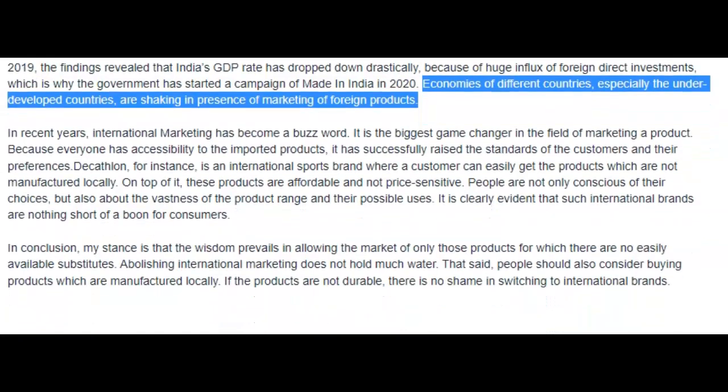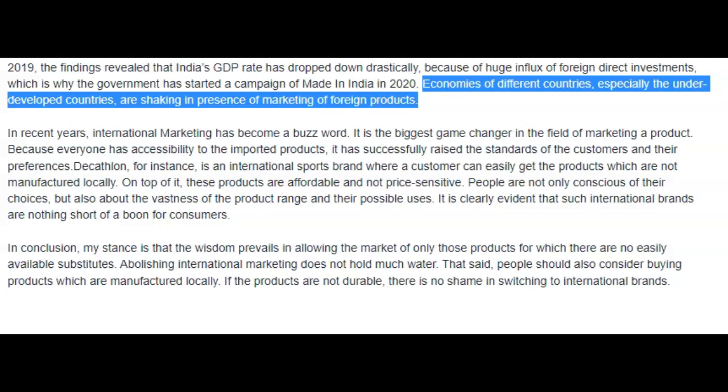In recent years, international marketing has become a buzzword. It is the biggest game changer in the field of marketing a product. Because everyone has accessibility to the imported products, it has successfully raised the standards of the customers and their preferences. Decathlon, for instance, is an international sports brand where a customer can easily get the products which are not manufactured locally. On top of that, these products are affordable and not price sensitive. People are not only conscious of their choices, but also about the vastness of the product range and their possible uses. It is clearly evident that such international brands are nothing short of a boon for customers.